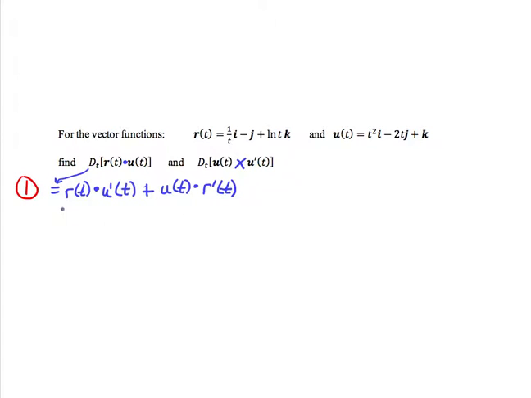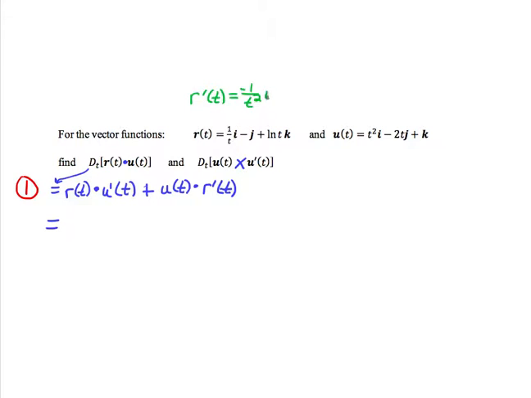So you can see that's just a plain old product rule. So let's see how that works. Well, I need u prime and r prime up here, so I'm going to get those guys. I'll just put them in green up here. So let's see what r prime is. I'll put it right above r. r prime of t should be, for this guy, negative 1 over t squared.